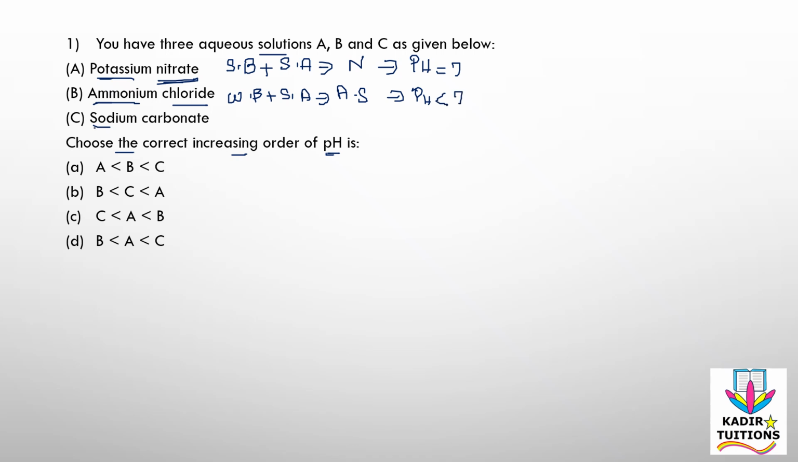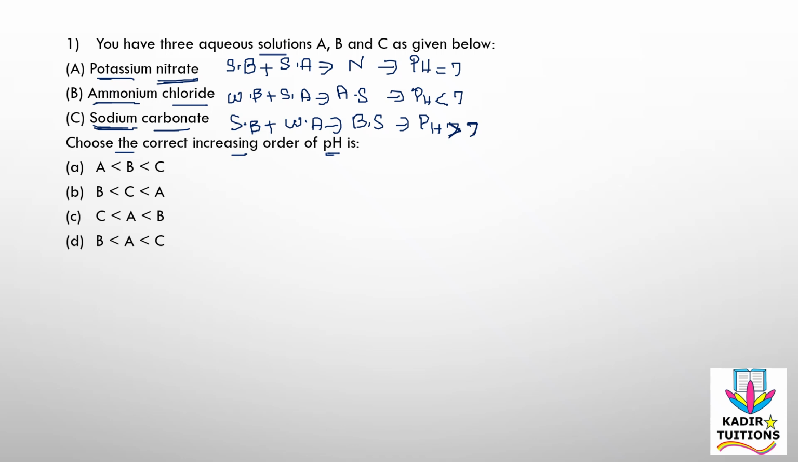The third option is sodium carbonate. Sodium comes from sodium hydroxide, which is a strong base, and carbonate comes from carbonic acid, which is a weak acid. So what type of salt do we get here? It's a basic salt. And the pH value is going to be greater than 7.